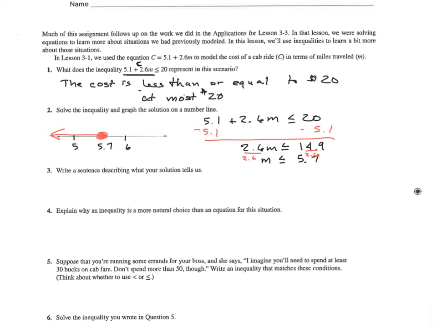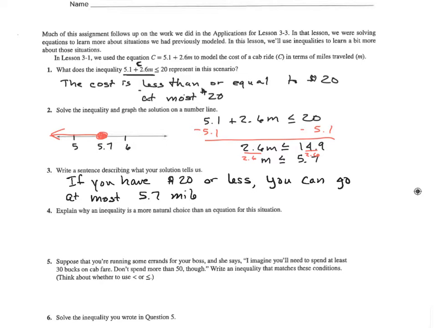So on number 3, it asks us to write a sentence describing what your solution tells us. So if you have $20 or less, you can go at most 5.7 miles in a cab.